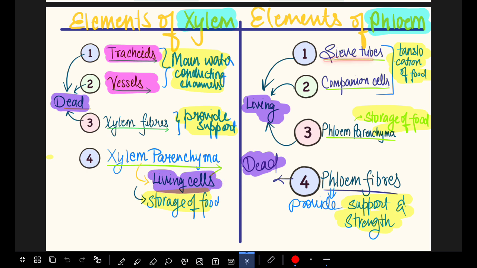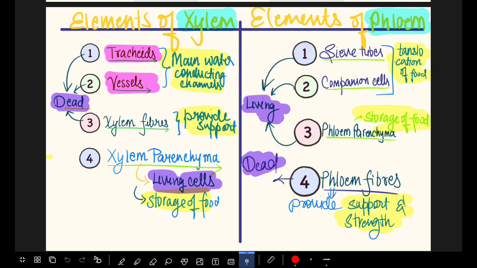Now in phloem, sieve tubes and companion cells together help in translocation of food. Actually the main transport is done by the sieve tube, but the companion cell helps the sieve tube in the translocation of food. Phloem parenchyma is also there; whenever you hear the term parenchyma, it is storage of food. And phloem fibers, fibers means what? Dead. They help in support and provide strength. So sieve tubes, companion cells and phloem parenchyma are living, and phloem fiber is dead.